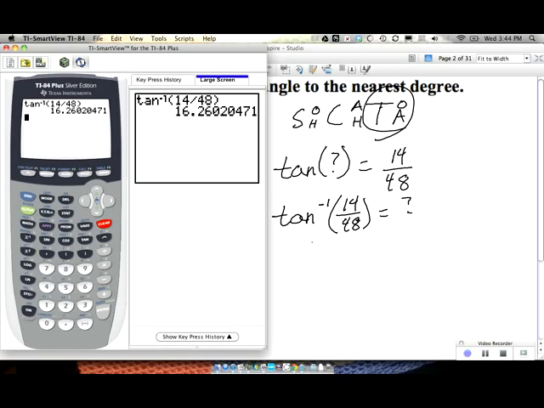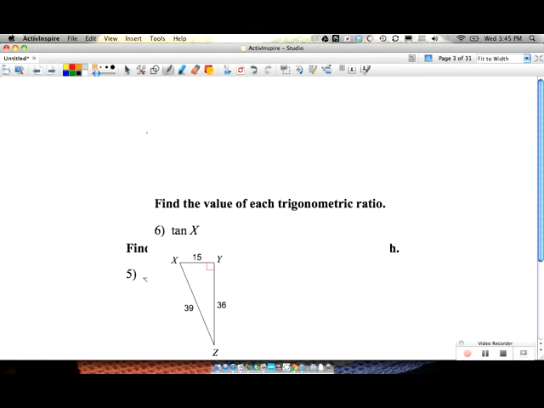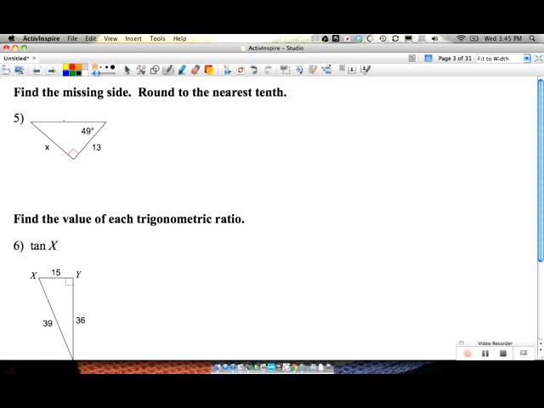So we go back to our problem. We got 16.26 degrees. And that kind of looks like about 16 degrees, so that makes sense. Let's do another one. Okay, actually another 2. So we got 6 and number 5. Let's start with number 5.